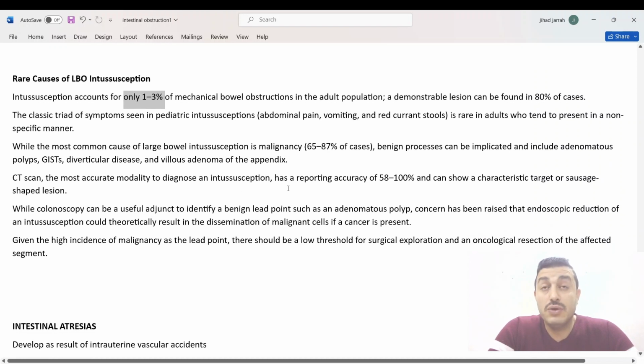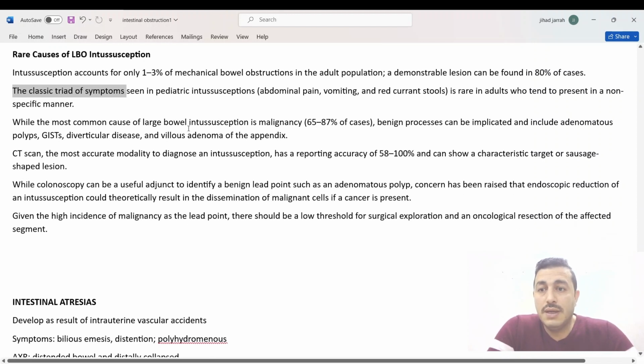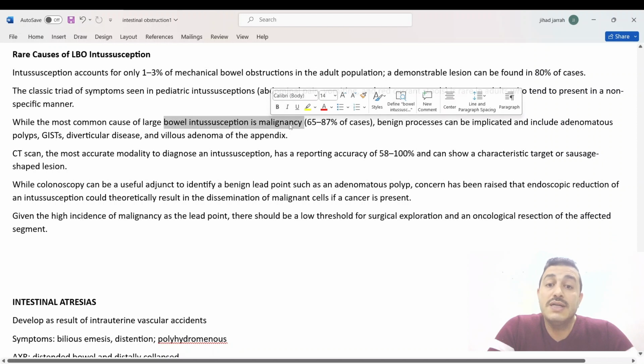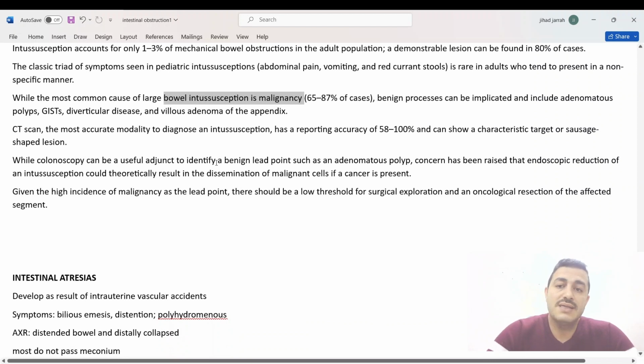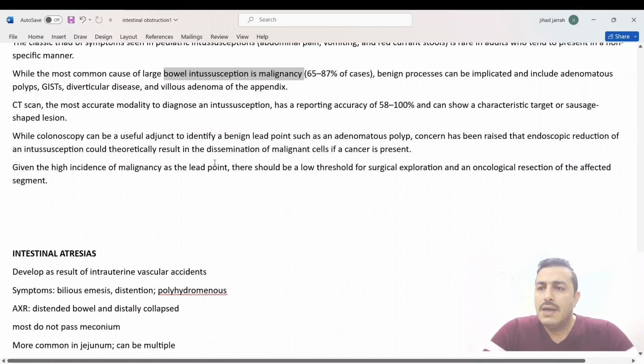A lesion or leading point can be found in up to 80% of the cases. We said the classic triad of symptoms that is seen in pediatric intussusception is absent in adults. The most common cause of large bowel intussusception is malignancy in about 70%, but benign causes can present, such as adenomatous polyps, GIST tumor, diverticular disease, villous adenoma of the appendix. These are our recognized causes. Also, one piece of information we want to add.